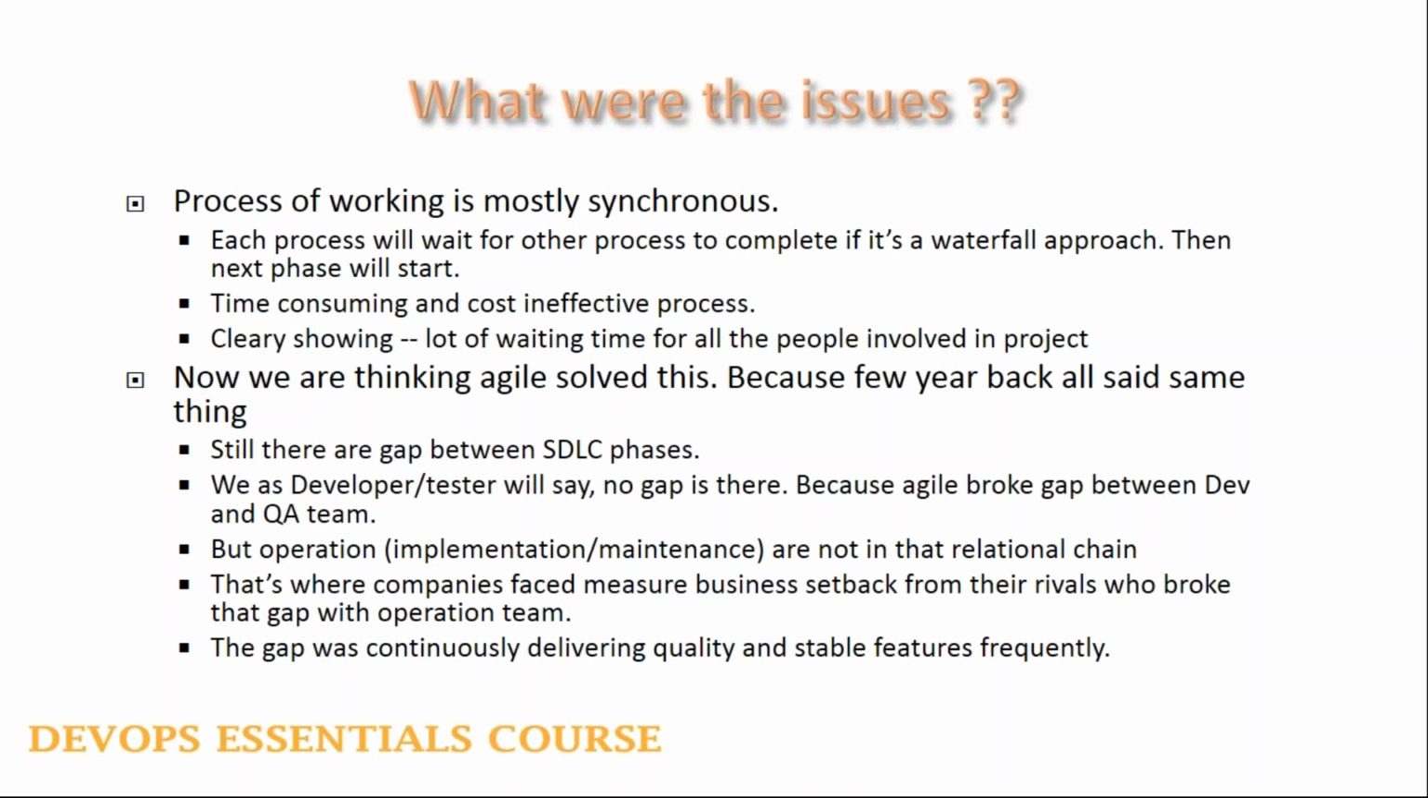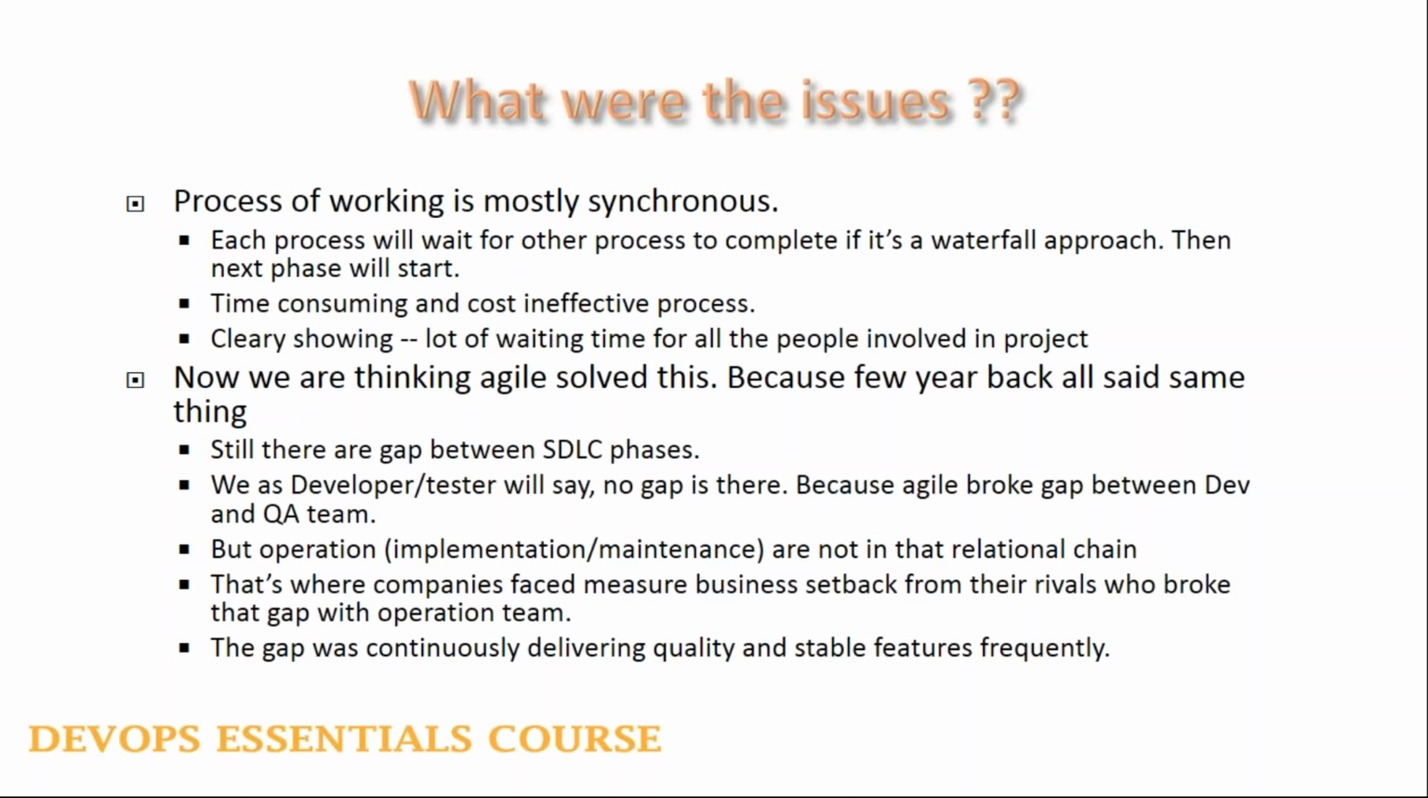So whatever processes or whatever way of development we have adopted, all of these are time consuming or cost inefficient. Why? Because if it's more time, then the cost involved is high. If the cost involved is high, then it's not cost effective, it's a cost inefficient way of working. So it clearly shows a lot of waiting time. People might be thinking that Agile solved this issue. Definitely Agile solved 70 percent of the issue, but Agile still has more to do.